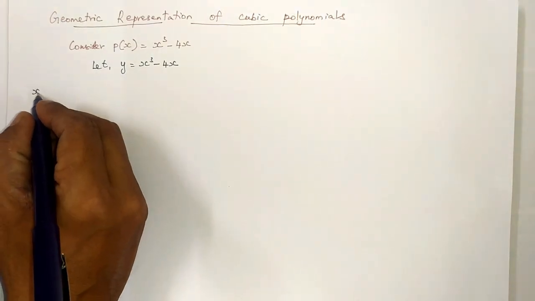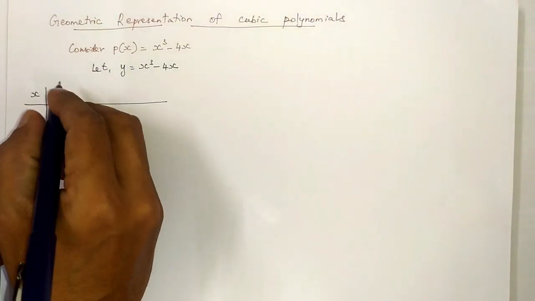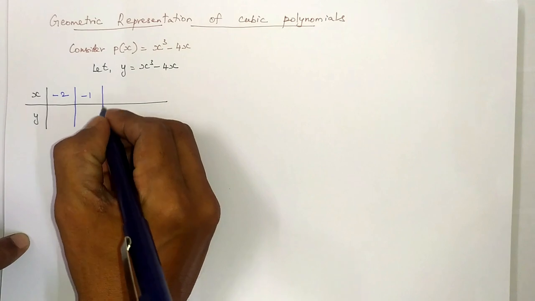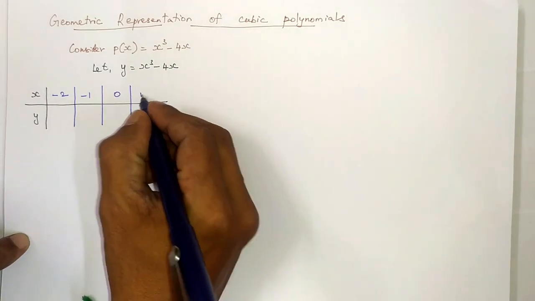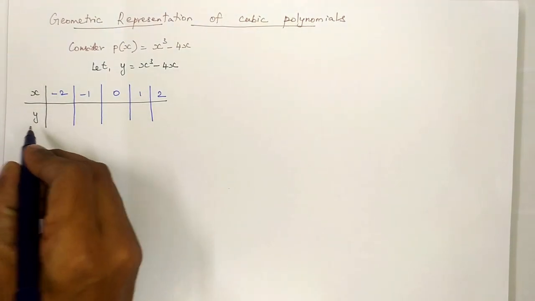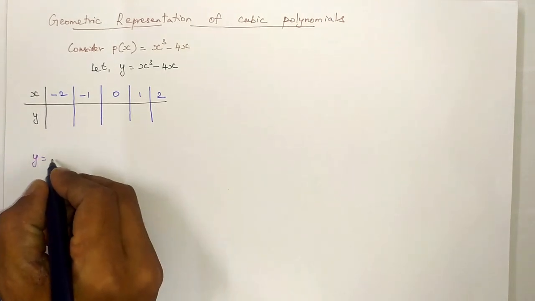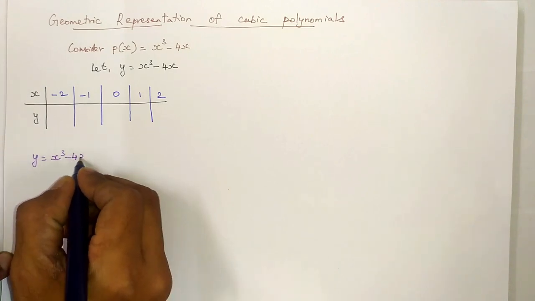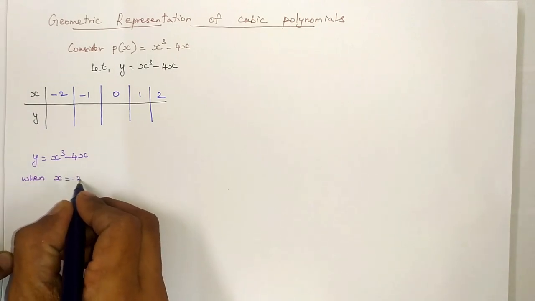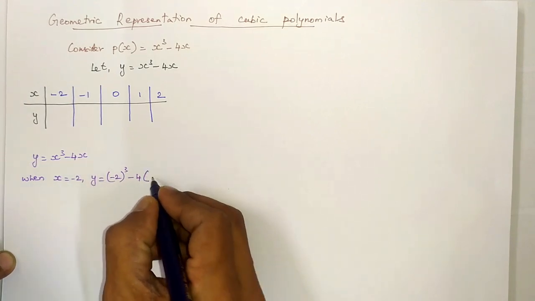So I have x here and y, and I am going to choose some random points, say minus 2, minus 1, 0, 1 and 2. Let us try to get the values of y so that we can plot the graph. So we have y is equal to x cube minus 4x. So when x is equal to minus 2, y is equal to minus 2 the whole cube minus 4 into minus 2.